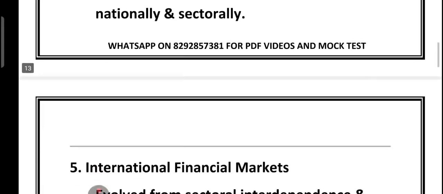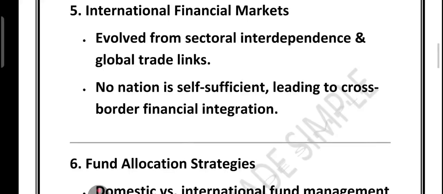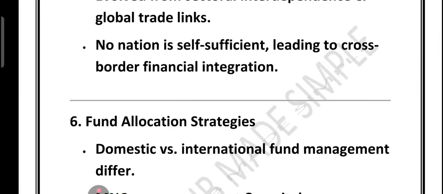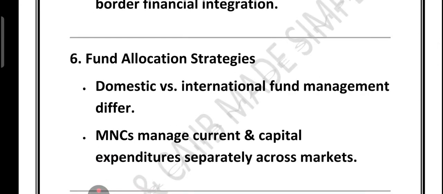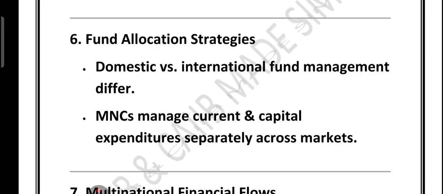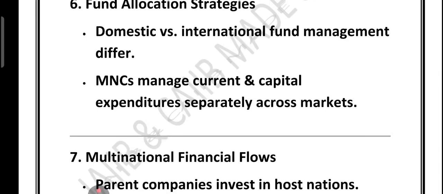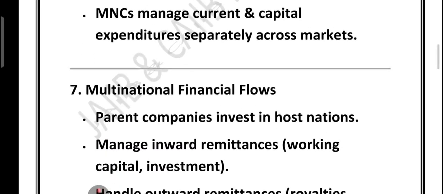Now if you look at the international financial market, they originated from the global trade expansion and sectoral interdependence. Modern economies are financially interconnected. No nation is fully self-reliant. The result is that cross-border capital flow is there and international treasury operation is there. How do we do the fund allocation? Fund deployment varies for domestic operation and international operation. If we have domestic operation, then they focus on working capital and short-term needs, and if there are international operations, it includes long-term investment, forex exposure measures, and the multinational company maintains separate plans for current and capital expenditure.